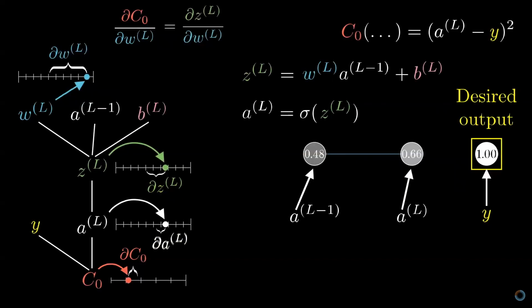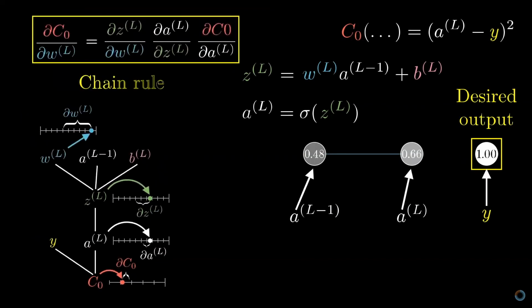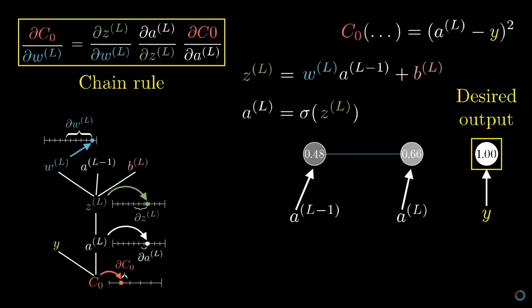Likewise, you then consider the ratio of the change to A^L to the tiny change in Z^L that caused it, as well as the ratio between the final nudge to C and this intermediate nudge to A^L. This right here is the chain rule, where multiplying together these 3 ratios gives us the sensitivity of C to small changes in W^L.